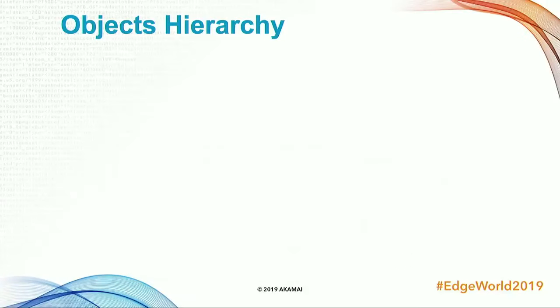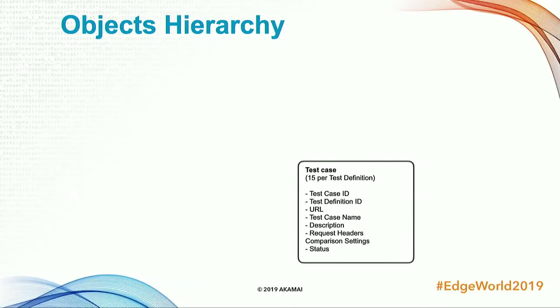So we have talked about a few different entities like test case, test definition, test execution, and test run. I think it is a little bit hard to understand the relationship between them. So here is some sort of diagram in order to understand it better.